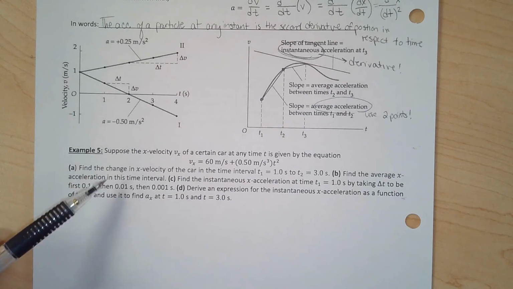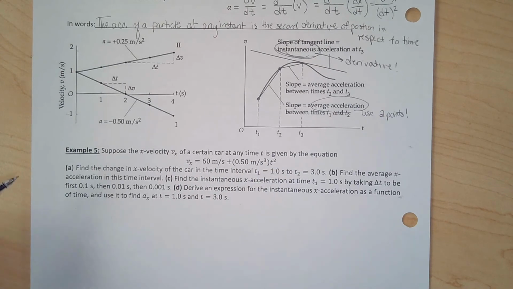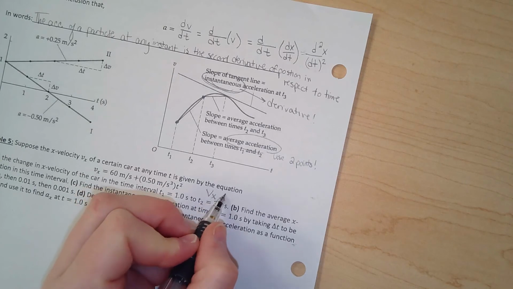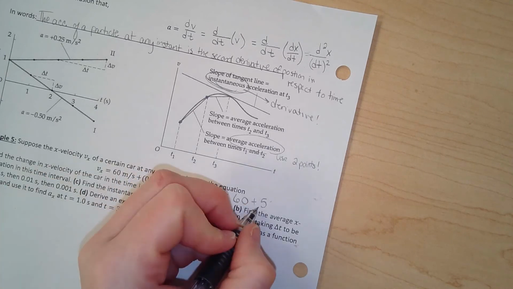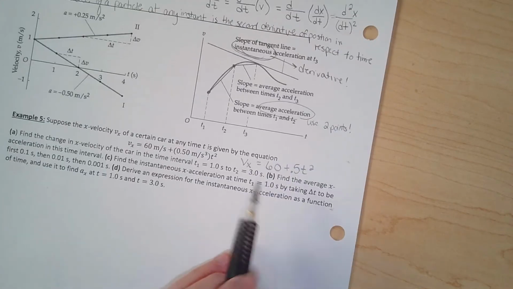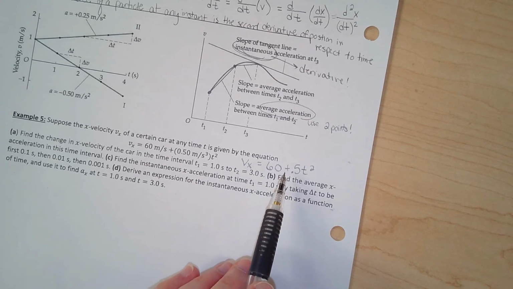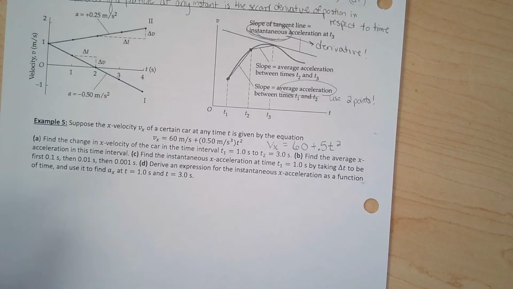Example 5. Suppose the x velocity, Vx, of a certain car at any time t is given by this equation, 60 plus 0.5 t squared. So if we eliminate the units, we end up with the velocity in x is 60 plus 0.5 t squared. I already have a red flag that my velocity is an equation. If I take the derivative of this equation, I will have my acceleration equation. We're going to do that in part D, by the way.